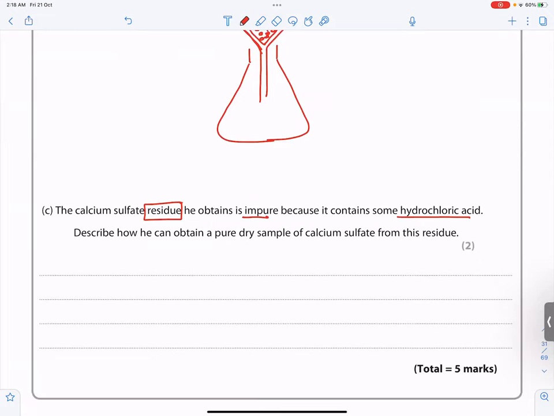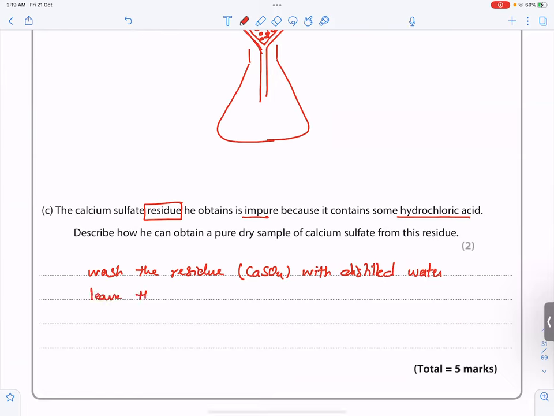Describe how he could obtain a pure dry sample of calcium sulfate. First, wash the residue, which is the calcium sulfate, with distilled water. Calcium sulfate with the distilled water. And then leave it to dry in a warm place. So leave the residue to dry in a warm place.